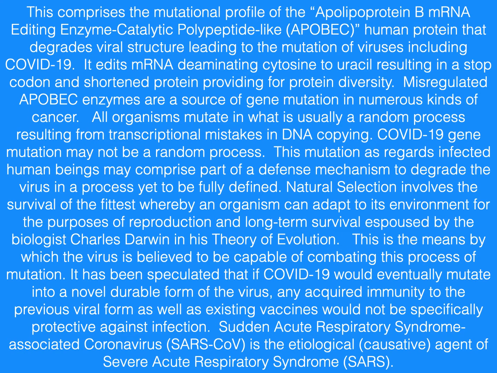This comprises the mutational profile of the apolipoprotein B messenger RNA editing enzyme catalytic polypeptide-like, APOBEC, human protein that degrades viral structure, leading to the mutation of viruses, including COVID-19. It edits mRNA, deaminating cytosine to uracil, resulting in a stop codon and shortened protein, providing for protein diversity. Misregulated APOBEC enzymes are a source of gene mutation in numerous kinds of cancer.